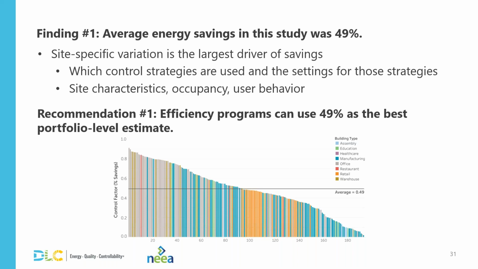Recommendation: efficiency programs are able to use 49% as the best estimate of average portfolio level energy savings for their efficiency programs. Because the buildings included in the study were not identified through a random sample, it is also not possible to definitively determine if the 2% gain in the savings estimate is due to increased familiarity with the technology and improved commissioning. However, 49% represents the average savings from NLC systems across 12 manufacturers, 8 building types, and 194 buildings, and is therefore the best available estimate of average NLC performance.